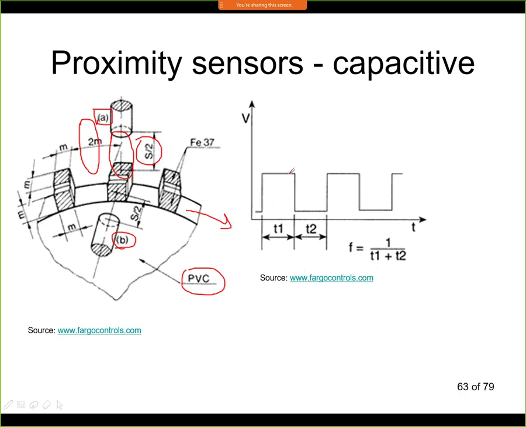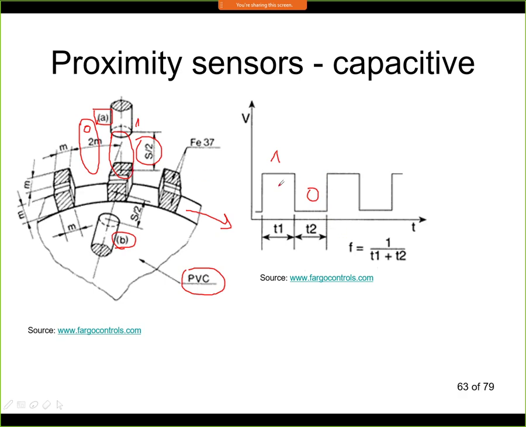So here is when the object is detected. So let's say this is 1, this is 0. Here for 0 I don't see the object, so here I'm in the gap, and here I see the object, so I'm here at this position and I see the object under the sensor.